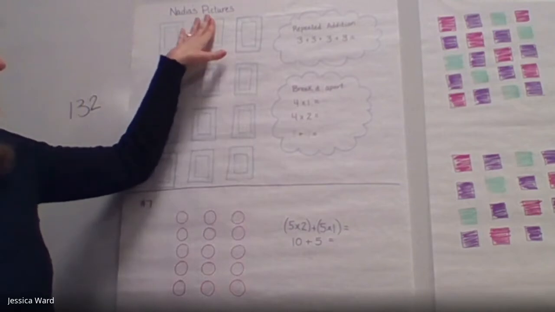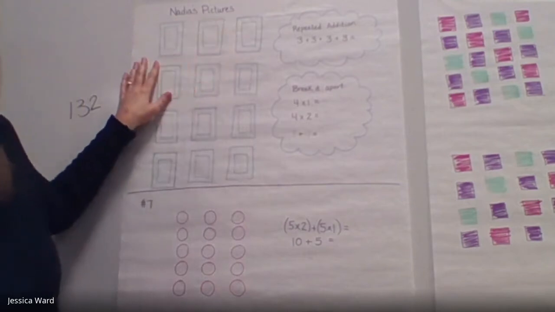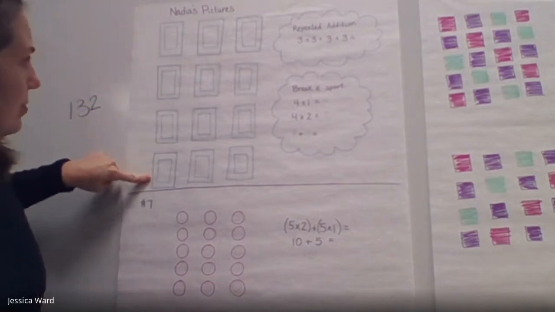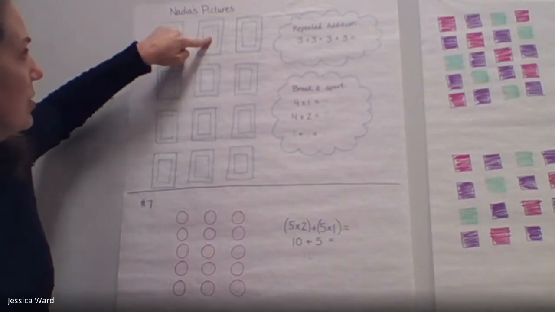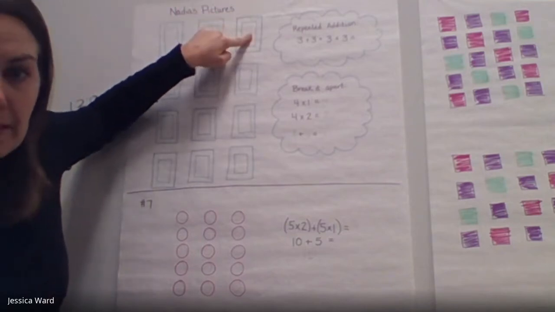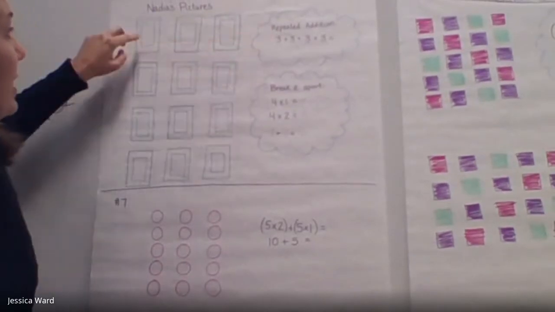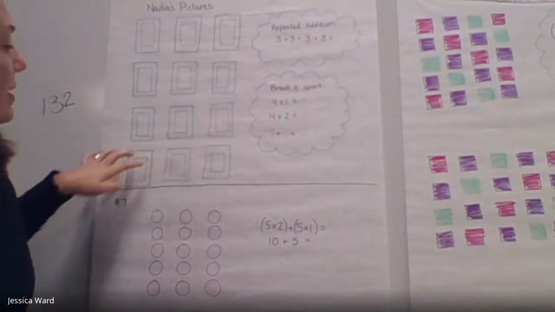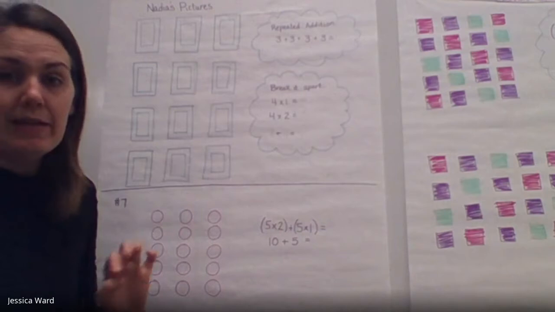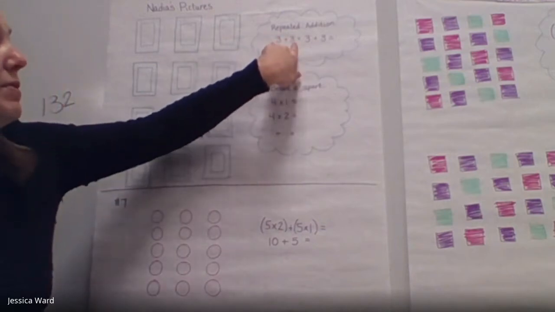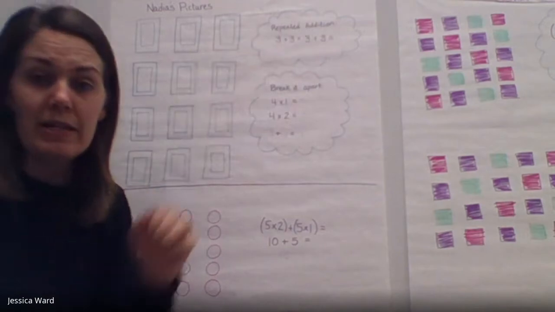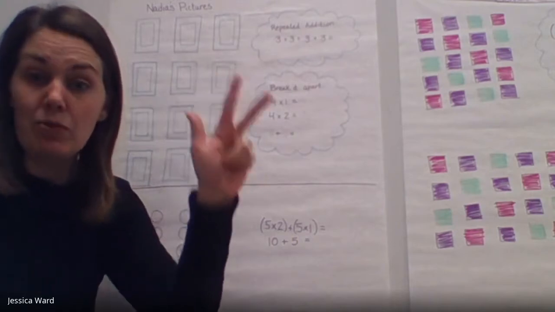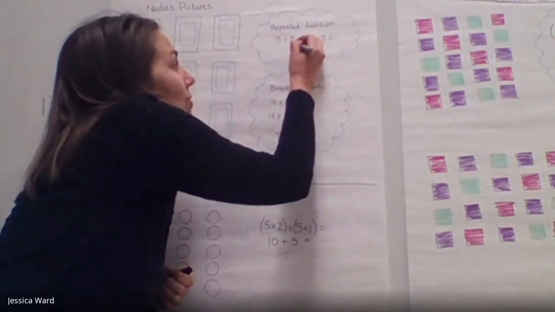So I've made a poster here. It says Nadia's pictures. Again, we have 4 rows, 1, 2, 3, 4 rows, and each row has 1, 2, 3 pictures in it. So we can think of this as repeated addition. I have 3 plus 3 plus 3 plus 3. I know that 3 plus 3 would be 6. Add 3 more on, 6, 7, 8, 9. Add 3 again, 9, 10, 11, 12. So my answer is going to be 12.